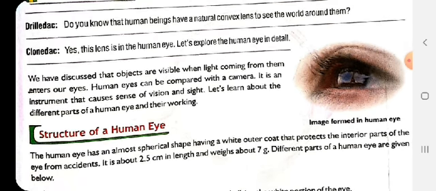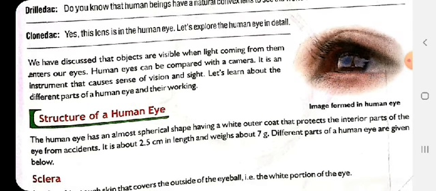So it could also be compared with the camera, that is camera also helps us to capture the pictures, but it could not capture the pictures, but it can help us to see the things, right?